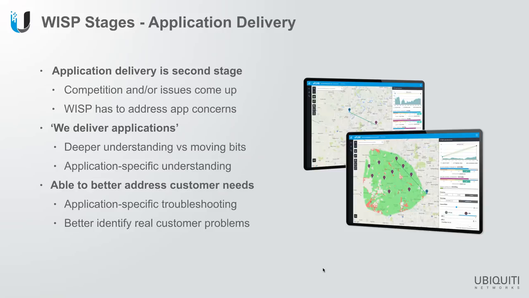So at this stage, the WISP is much better equipped to talk to the customer and really understand what the problem is, and better identify real customer problems and do that kind of application-specific troubleshooting, where you see a problem enough times and you think, okay, this is actually due to a DNS gateway issue. We're not resolving the name fast enough. You begin to pick up things like that over time.